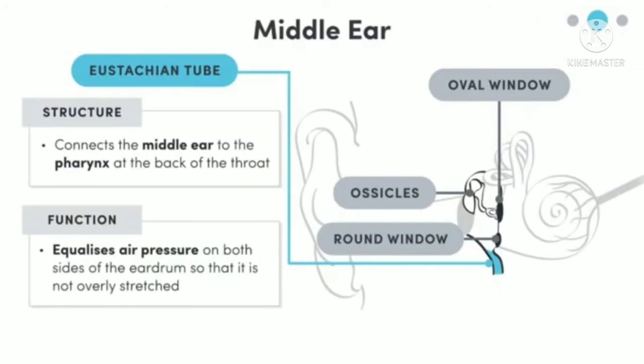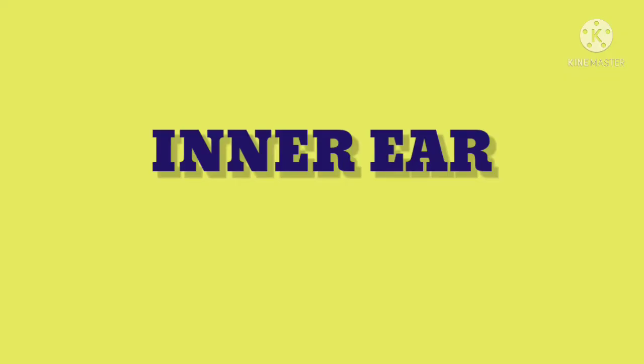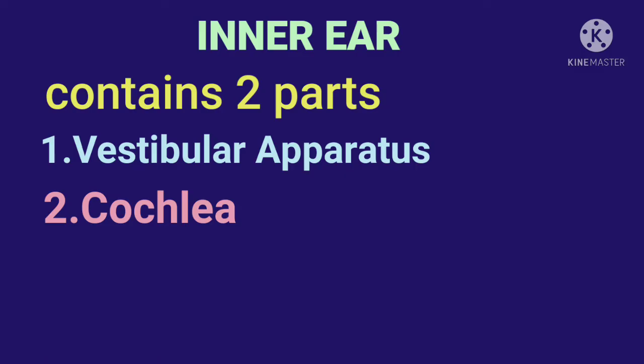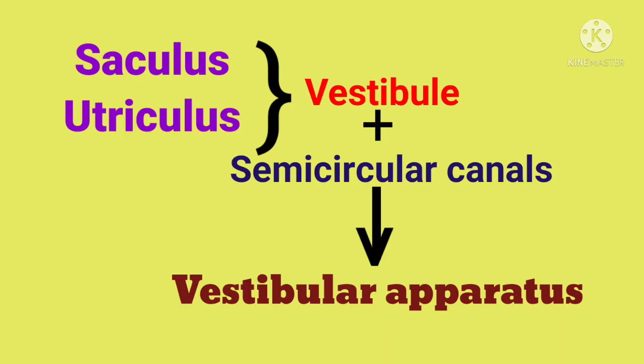Functions of eustachian tube: it equalizes air pressure on both sides of the eardrum so that it is not overly stretched. Now we will learn about the inner ear. The inner ear consists of 2 parts: vestibular apparatus and cochlea. Vestibular apparatus: the vestibular apparatus is involved in maintaining balance.